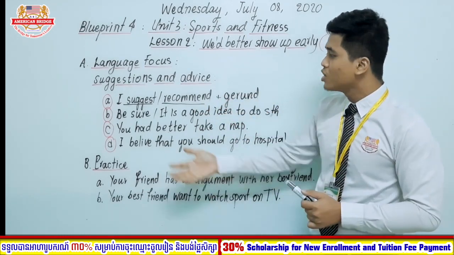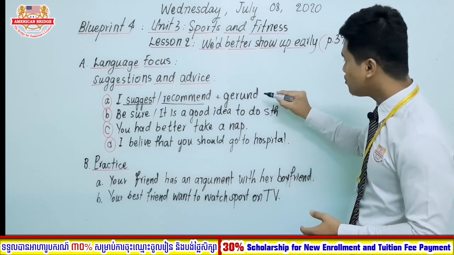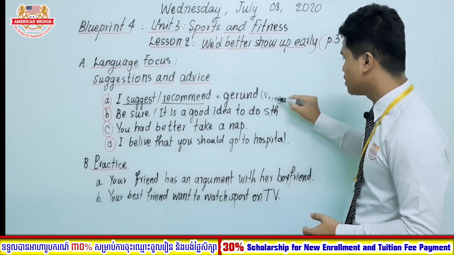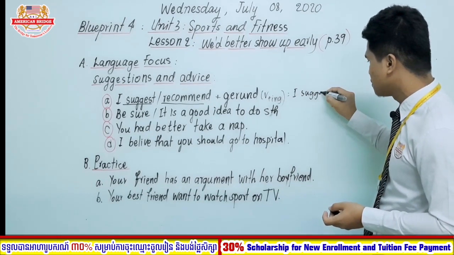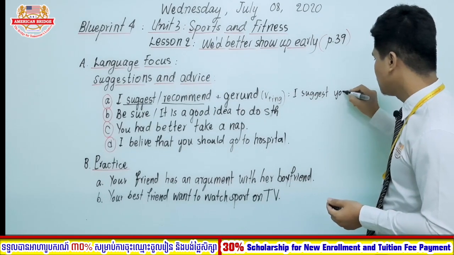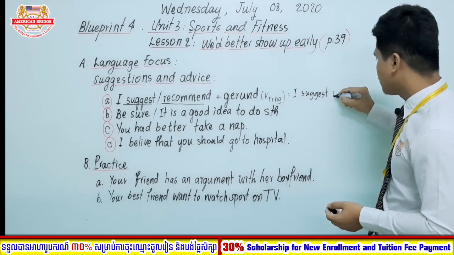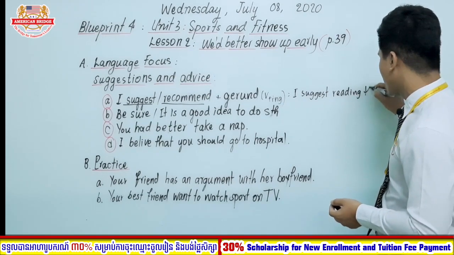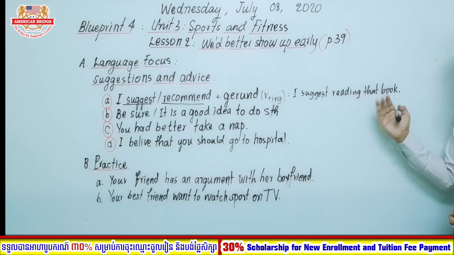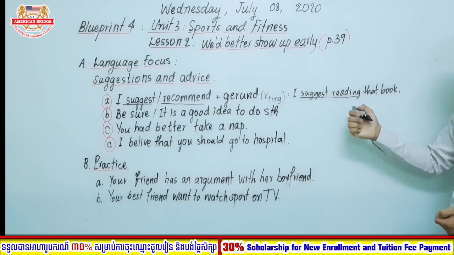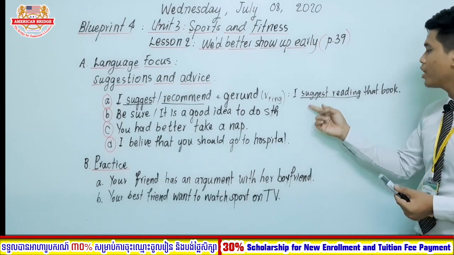Remember, the words suggest and recommend are used with the gerund, which is verb plus -ing. So look at the example here. I suggest you go shopping. I suggest reading that book now. Okay, so I suggest reading that book. The word suggest here plus verb plus -ing means you suggest doing something, and it also applies to the word recommend: I recommend reading that book.